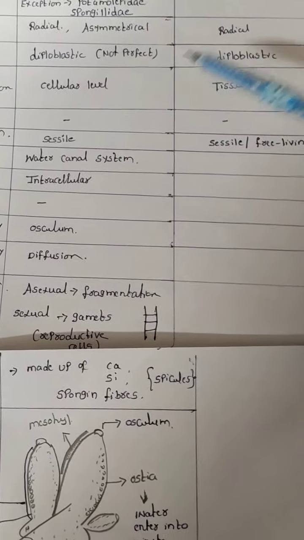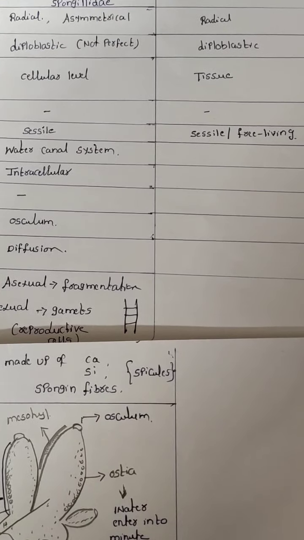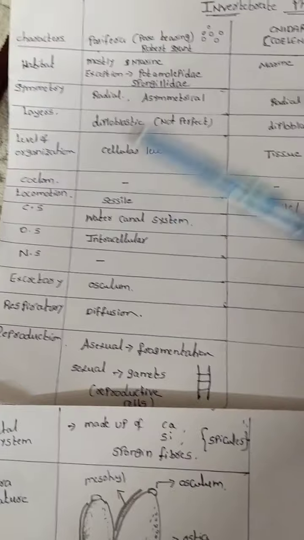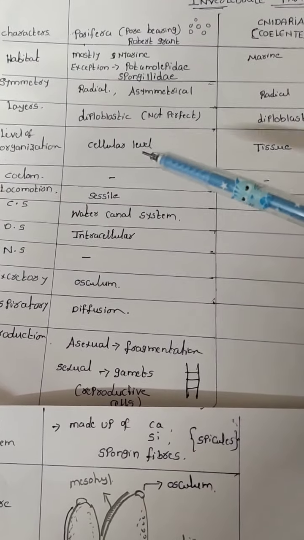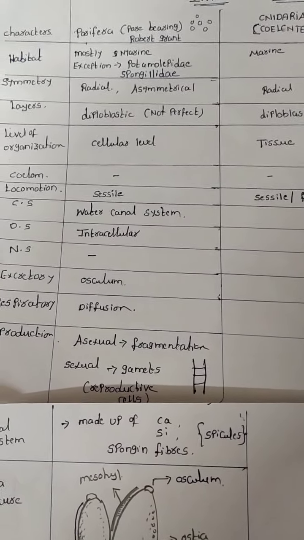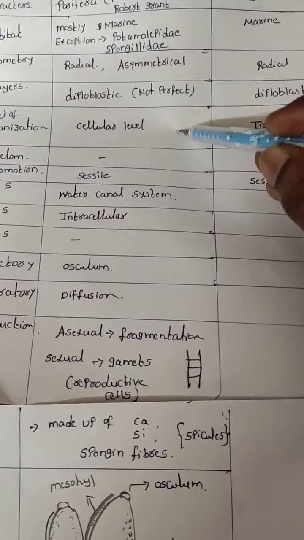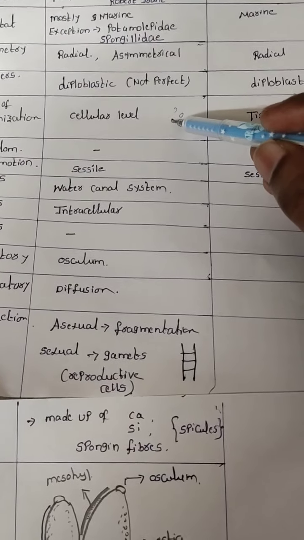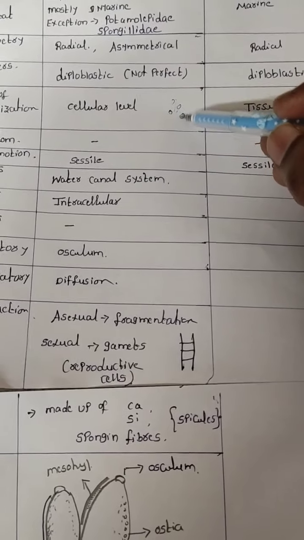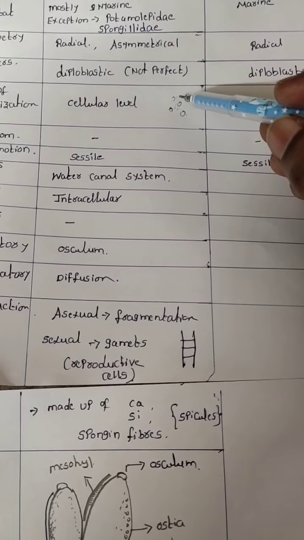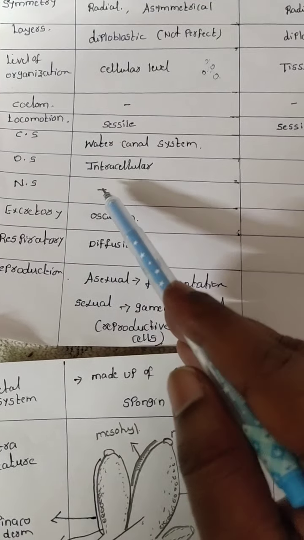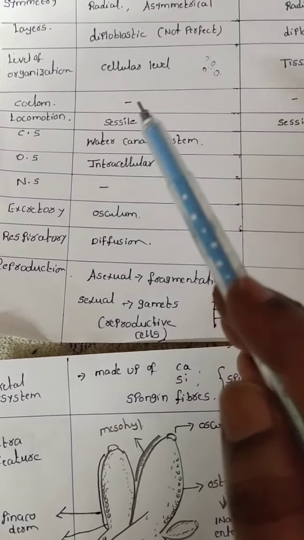First three, how many layers is there? Two layers, the remaining all have three layers. Now, level of organization. I already said in Porifera, what level of organization is there? Cellular level. What I said, cellular level means it is multicellular only, but between the cells there is no coordination. If there is no coordination, it means the nervous system is absent. That's why, see, the nervous system is absent. When I keep it like this, it indicates the nervous system is absent.